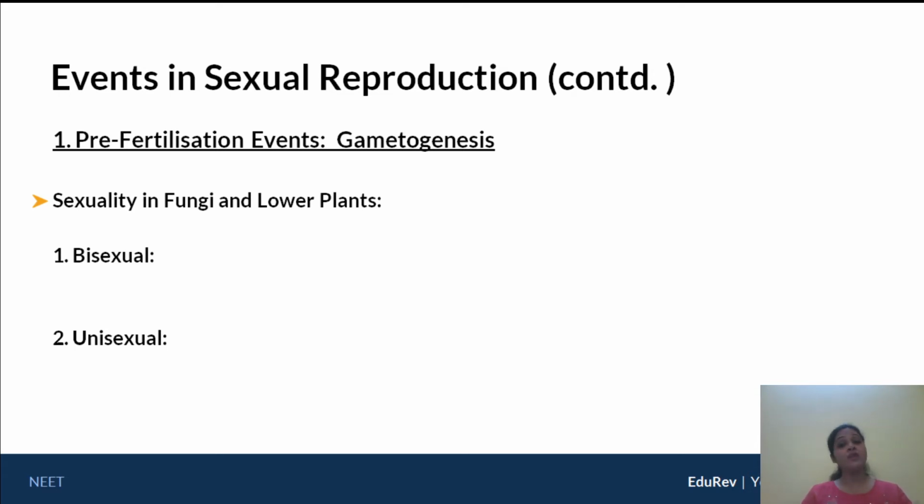However, when we talk about sexual reproduction, we are referring to the remaining 3 kingdoms, mainly speaking, that is Fungi, Plantae and Animalia. So here we're going to study about sexuality. What are the terms of sexuality used in fungi and in lower plants, later on in higher plants, and then what we would use for animals.